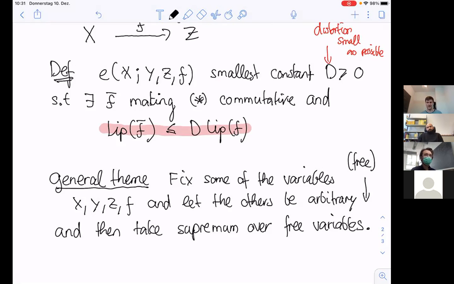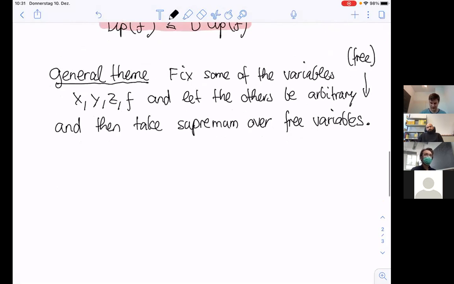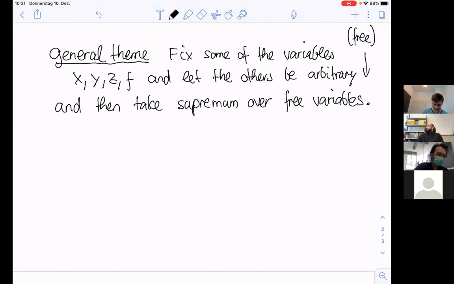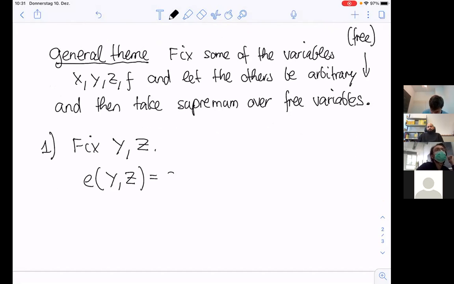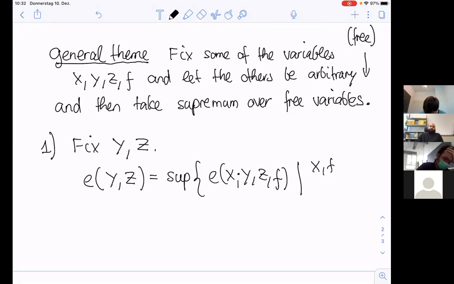So there are three main ways of doing this. So let me start with the one that has been considered first historically. So the first one is fix y and z, and we define e y z as the supremum over e x y z f, where x f as in star.